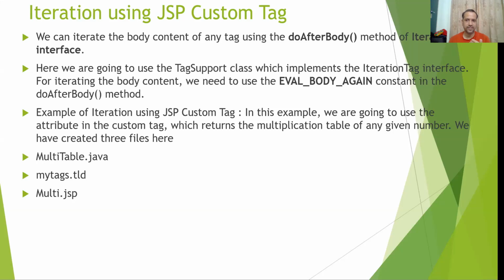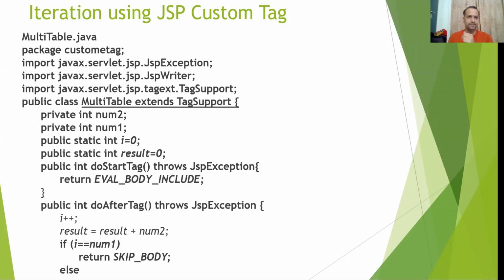For example, I have created one table. With the help of this, I am going to print the multiplication of two numbers. I'm going to create one program that calculates the multiplication of two numbers without using the multiplication operator. I have written some code in my tag.tld file, and I have created one multi.jsp file.